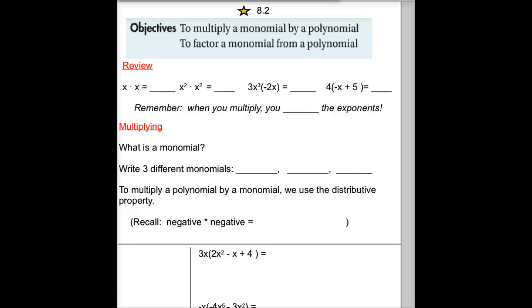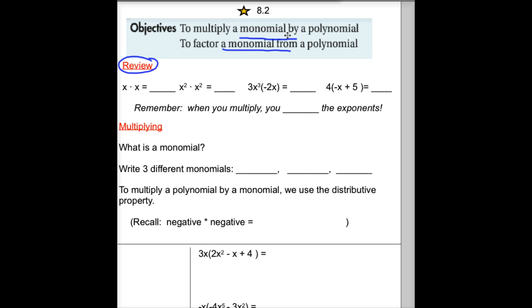In section 8.2, we are going to multiply and start to do a little factoring, but we're only going to work with monomials. So a little review before we even start here. We're going to have to recall what that word means. We're going to take a step back here and just keep our skills alive as we go through it. So we've got x times x.